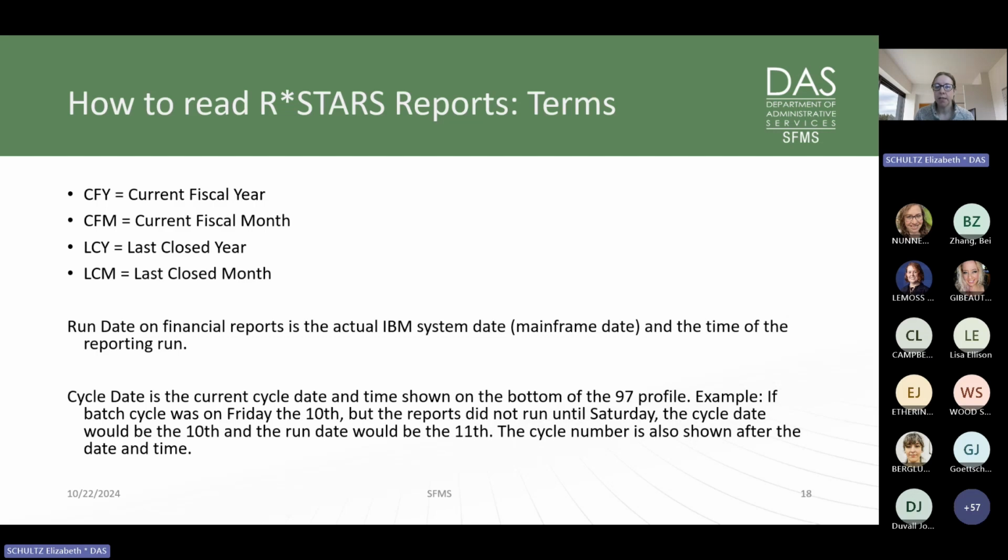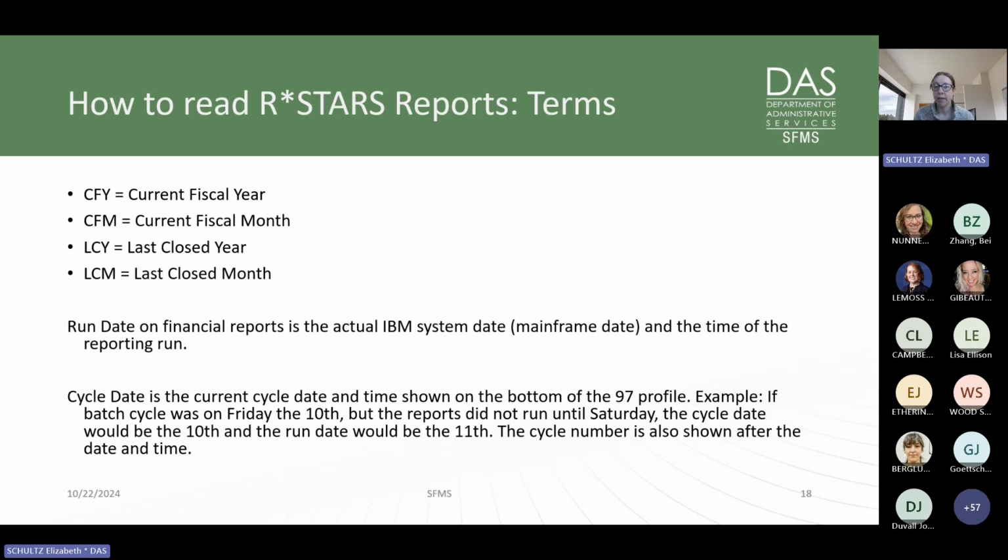The cycle date is the current cycle date that's maintained on the 97 R-star screen. The 97 R-star screen, if you're at an agency, it's probably not something you really look at. It's just a system management profile that we use to maintain the system and what the system date is and the cycle dates are. So you may see different cycle dates and run dates.